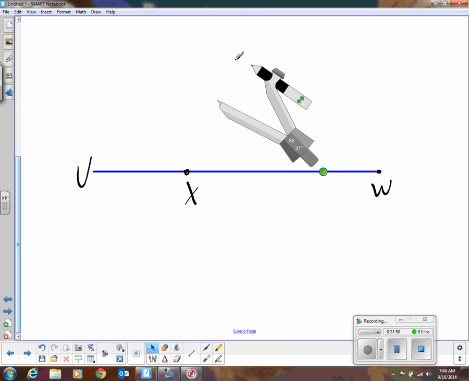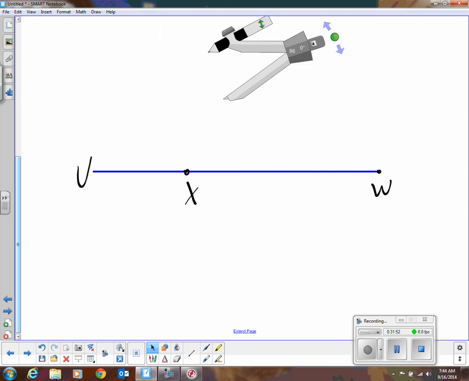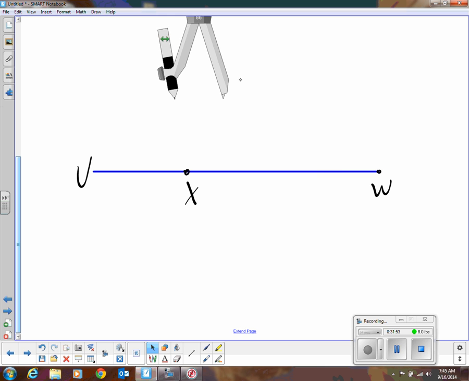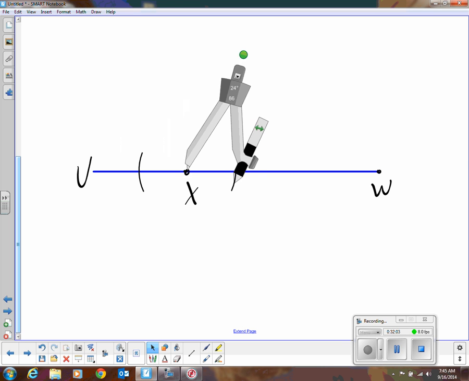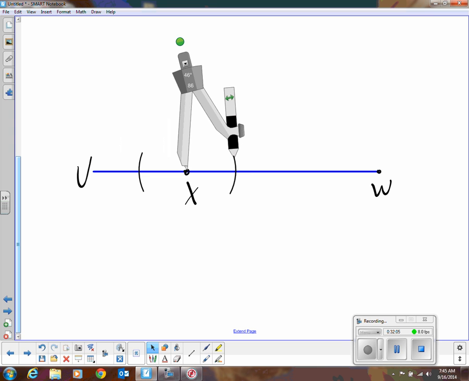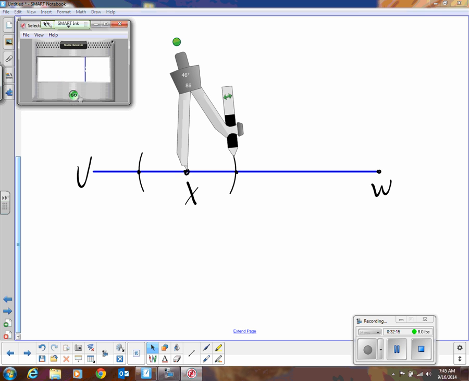Where am I going to put my compass point? Brittany? You're going to put it on X. I'm going to put it on the point that we were given, which is X. And I'm going to do an arc on this side, and then I'm going to do an arc on the other side. Alright, and again, we do those arcs to create 2 hot spots. So from here, where's my compass point going to go? Kayla?